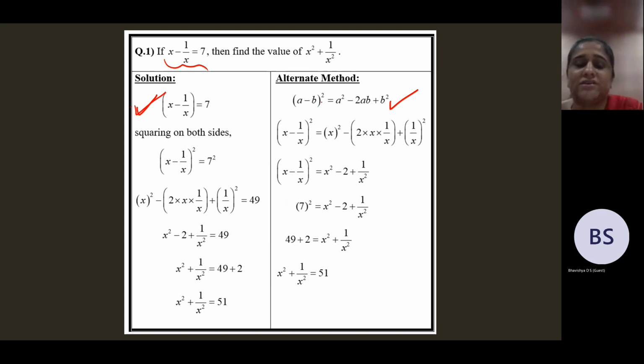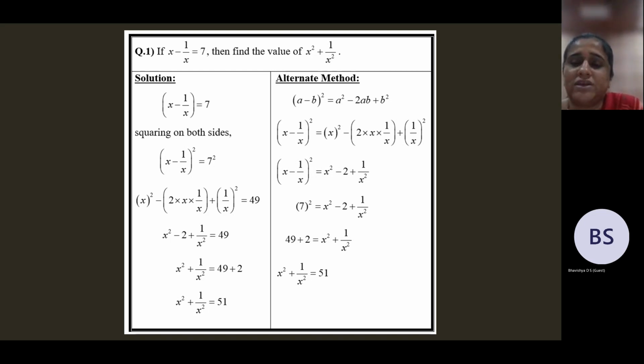Here you'll have to write the correct identity. Because x minus 1 by x is given, you should write a minus b the whole square is equal to. Then in the next step, instead of a, you should say x, and instead of b, you must say 1 by x. That's all. Nothing else. Please write this down, Bhavishya. Yes, ma'am. Finish it and let me know.